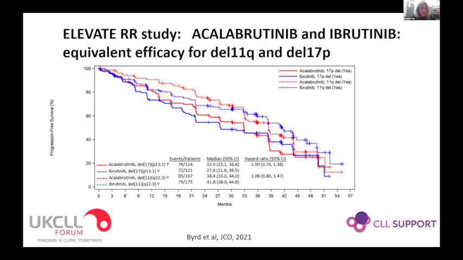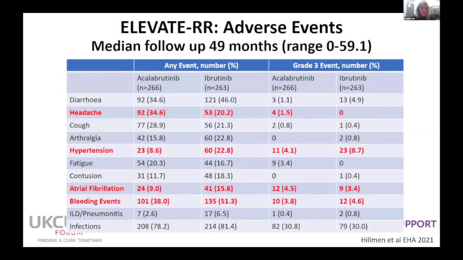looking at the del11q status, and you can see that the curves overlap. And then the solid red and blue lines, red for acalabrutinib, blue for ibrutinib, looking at the del17p status, and again, the curves overlap. So equivalent efficacy when we divided the patients out according to these high-risk features. But this is where acalabrutinib sort of won in terms of the safety events.